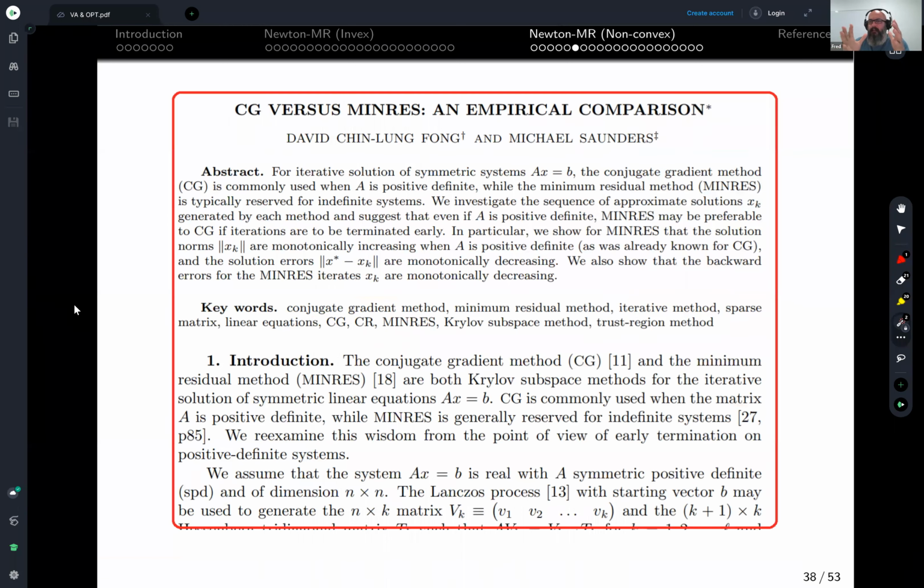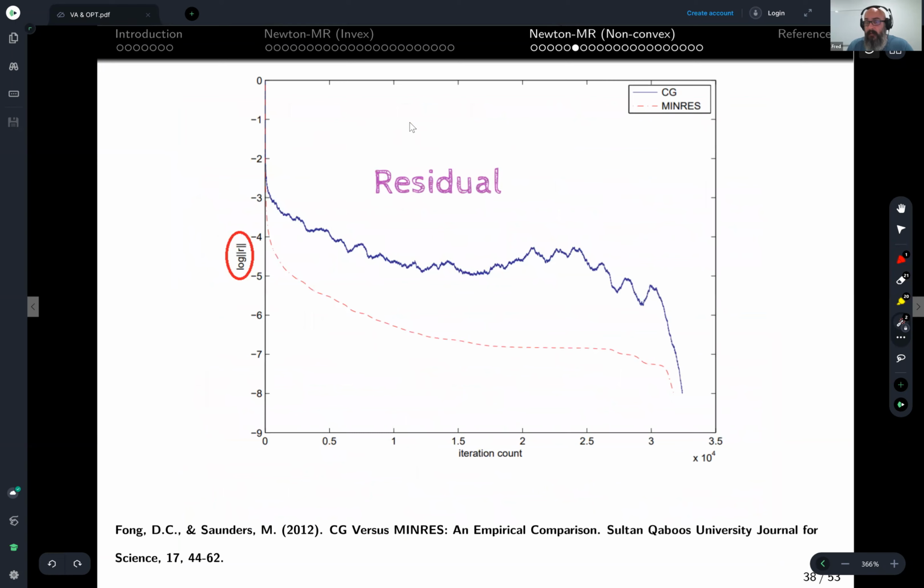But this was a bit puzzling for us, because that's why everyone is using CG all over again, while there are some empirical results out there that compare CG with MINRES. Perhaps one of the most well-known ones, at least within the community, was led by Michael Saunders, a famous researcher out of Stanford who designed MINRES many years ago. In this paper, he looks at the performance of CG versus MINRES in a positive definite setting.